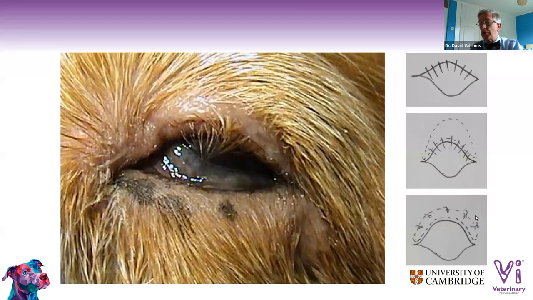I could have done it with a simple continuous, what I wanted to do is leave a gap of hairless subcutis, basically. There, it looks horrendous immediately after the surgery. I mean, you have to warn the people, but the animal will be so much more comfortable. You can see there the third eyelid coming up in this dog, because it's so uncomfortable with all those hairs rubbing.